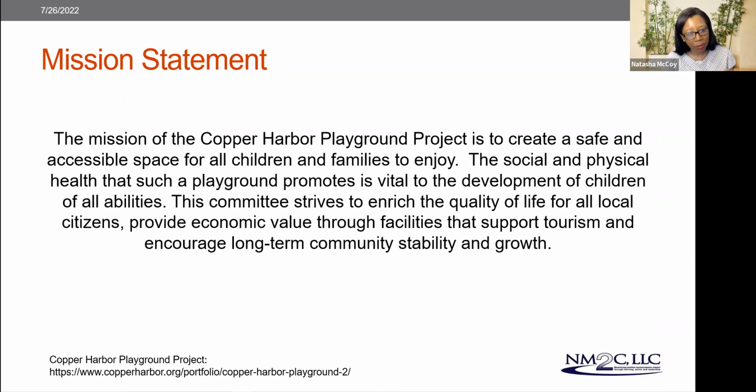But they want to take a step further in the mission. And the mission identifies both the safe environment, social and physical health of kids. So that ties into activities and things they may seek to do in the goals. And then as well as enriching quality of life. So that's another lead in for a goal statement. Economic value through facilities, another goal statement. So that mission alone helps encompass at least 3 goal areas that they hope to accomplish with their nonprofit.